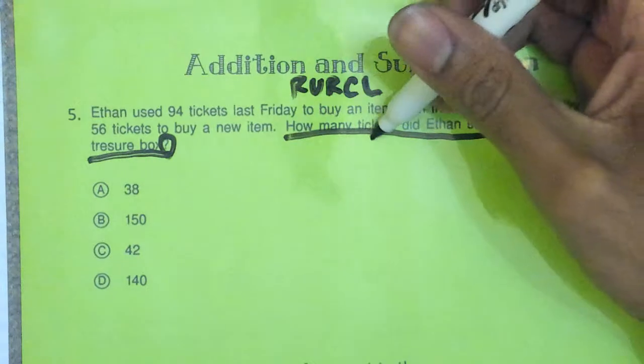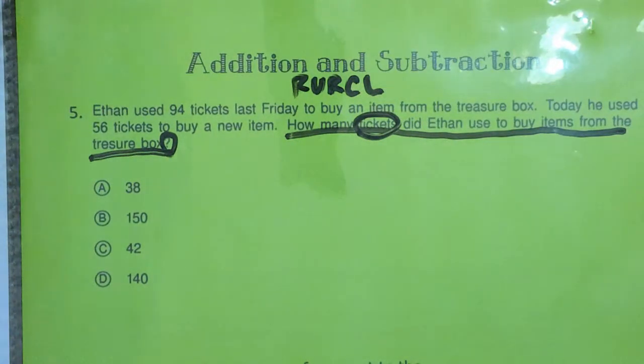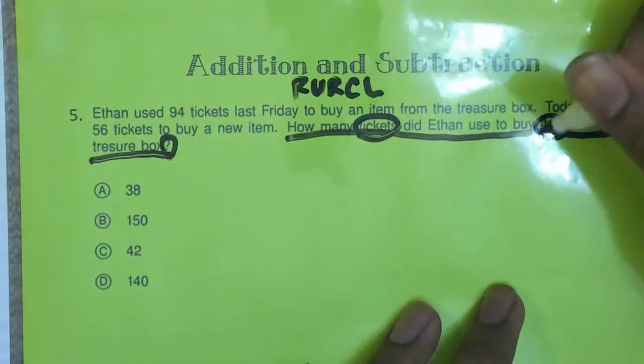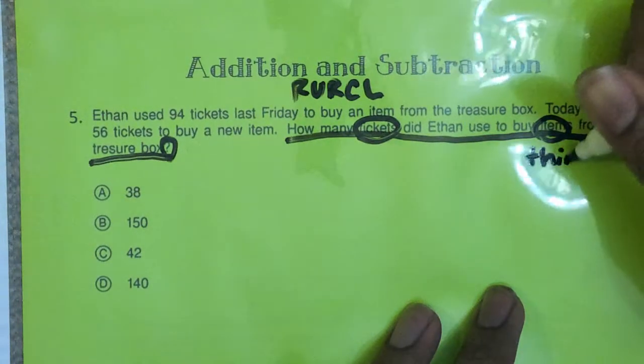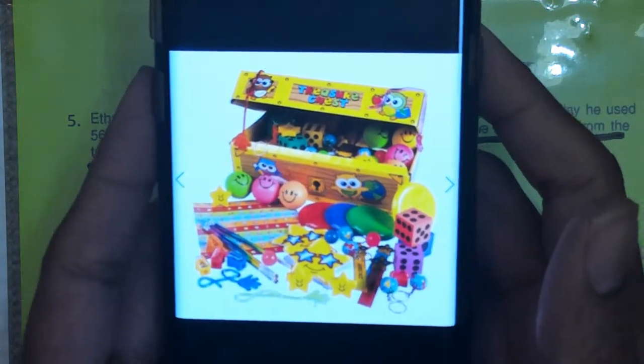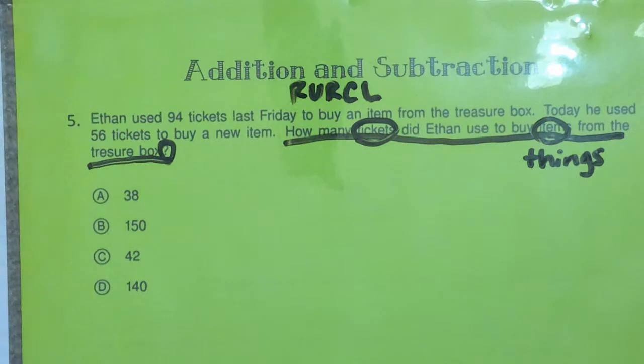So let's go ahead and circle this word tickets. So Ethan was using tickets, these are tickets, to buy items or buy things from the treasure box. So this would be an example of a treasure box, like the one that we have at school.